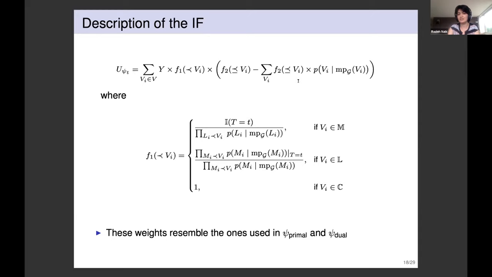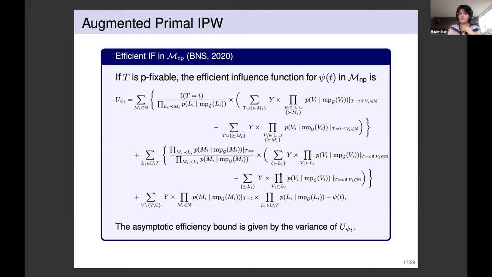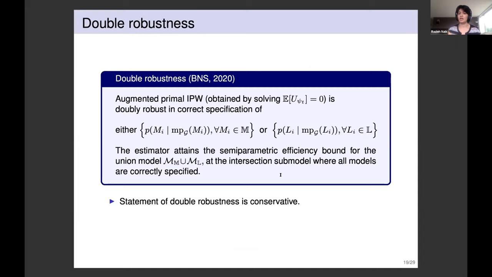And the weights are interesting because depending on where the variable sits in what sets, the weights are going to look like either the ones that we saw in the primal IPW or the ones that we saw in the dual IPW. And the estimator that we get from this by solving the estimating equation with the influence function, we call the augmented primal IPW. And the augmented primal IPW is going to be doubly robust in correct specification of either of these two sets, either the conditional densities of the variables that are in the set M or the conditional densities of the variables that are in the set L.